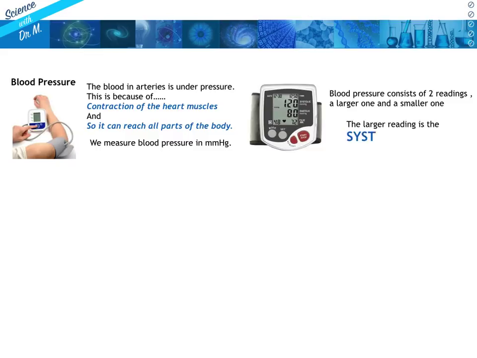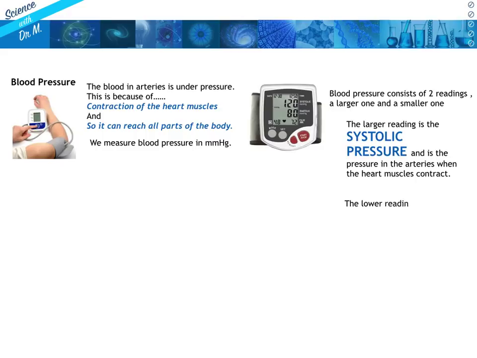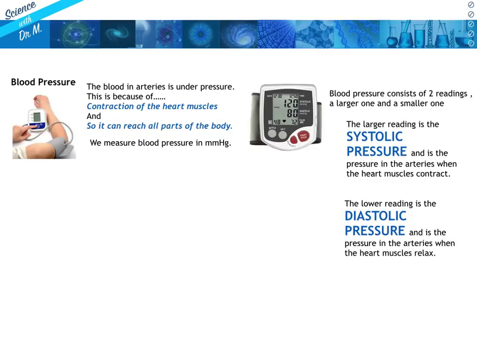Okay, the large reading is known as the systolic pressure, and this is the pressure in the arteries when the heart muscles contract. The other number, the smaller number, the lower reading, is called the diastolic pressure, and that's the pressure in the arteries when the heart muscles relax. So you need to know the difference between those two readings.